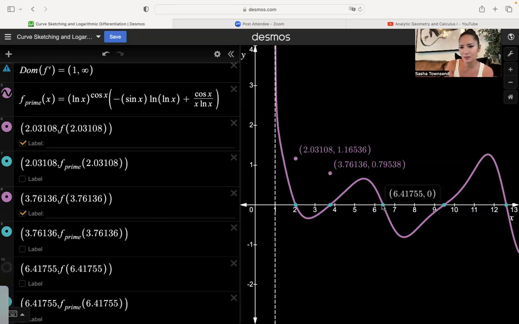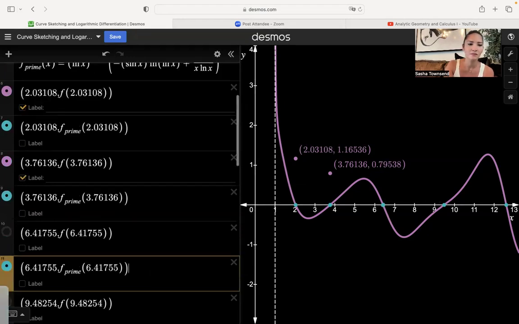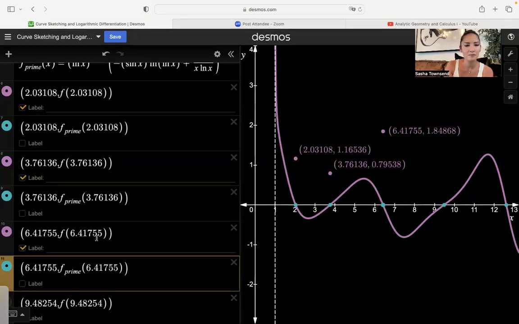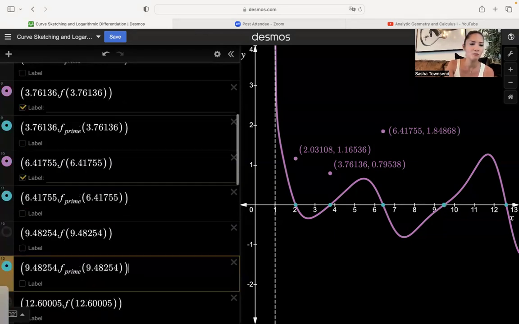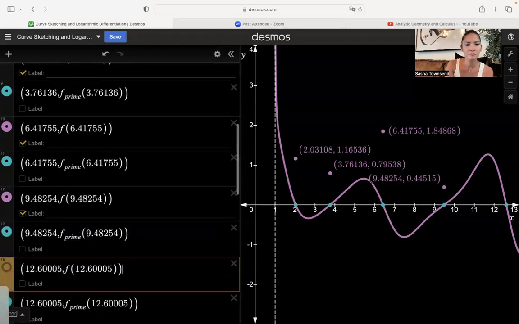And then at this x value, f prime changes from positive to negative, so I'd expect a relative max. So the original function is increasing, then it has a 0 slope, and then it's decreasing. Find the corresponding xy pair. And then here, f prime goes from negative to 0 to positive. So we expect a relative min at this x value. So let's plot the ordered pair.